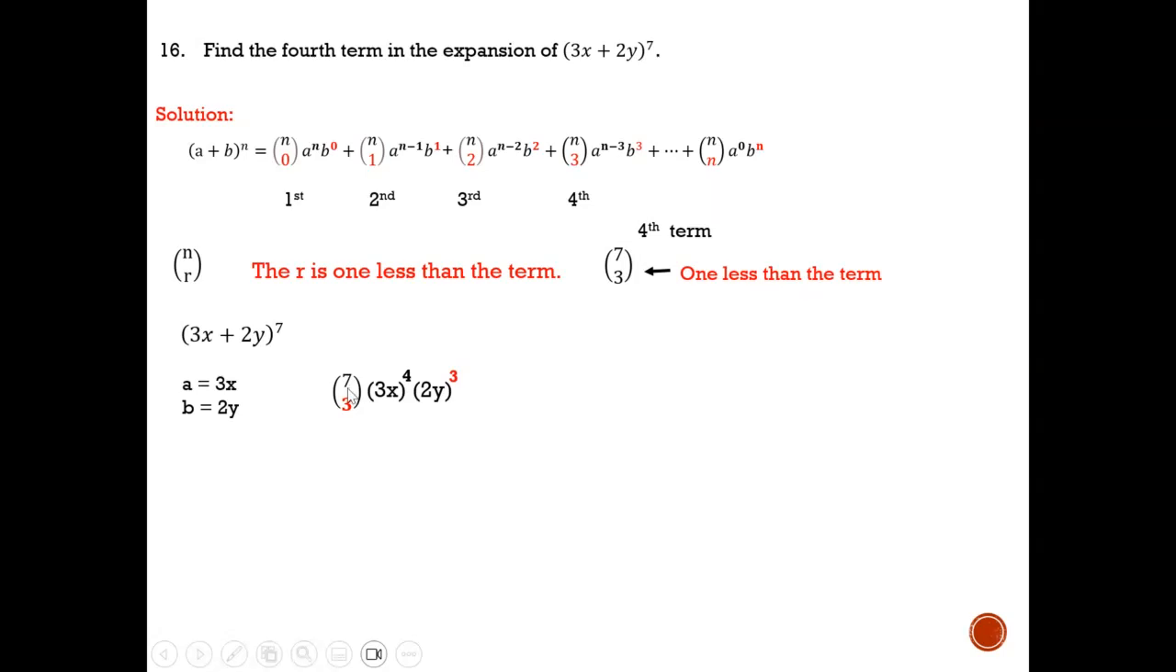Now we simplify it. So 7 combination 3 will give us 35. 3x to the 4th power will give us 81x to the 4th. And 2y cubed will give us 8y cubed. Now we multiply them out. So this is the term that we're looking for. So 22,680 x to the 4th y cubed.